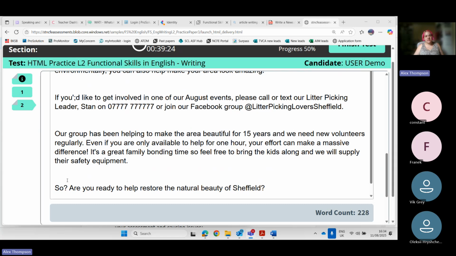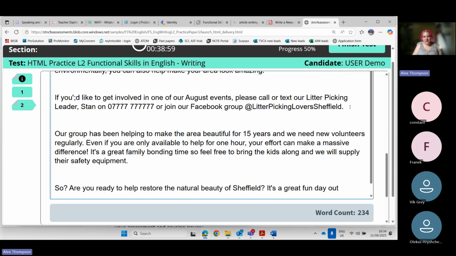Are you ready to help restore the natural beauty of Sheffield? It's a great fun day out. And just check my book, see if there's anything else that I can add to it. Oh, I haven't really mentioned where and when I can add that.